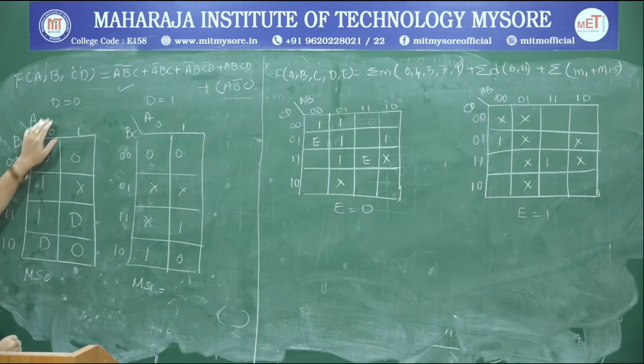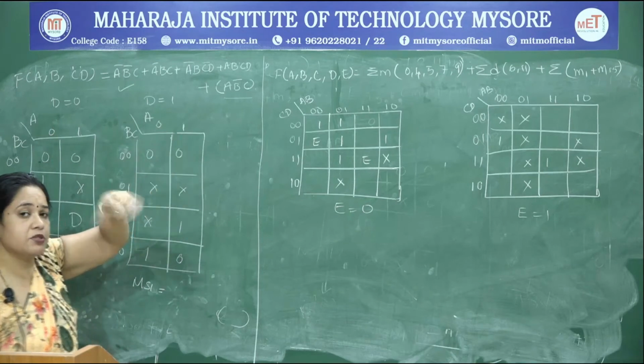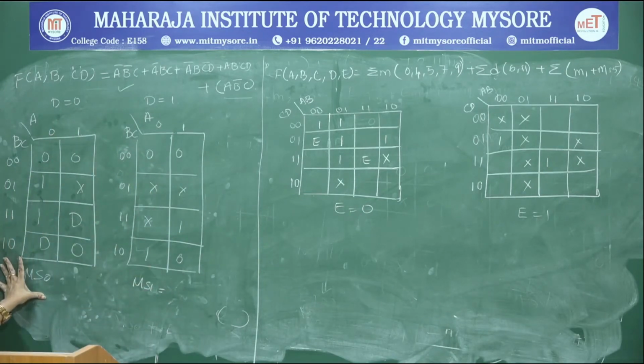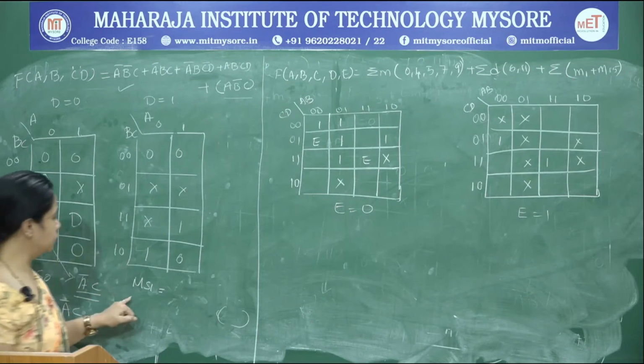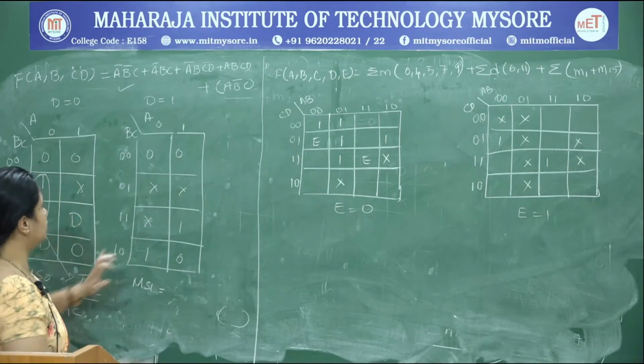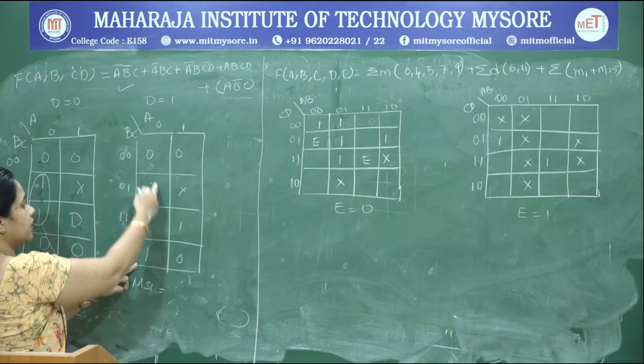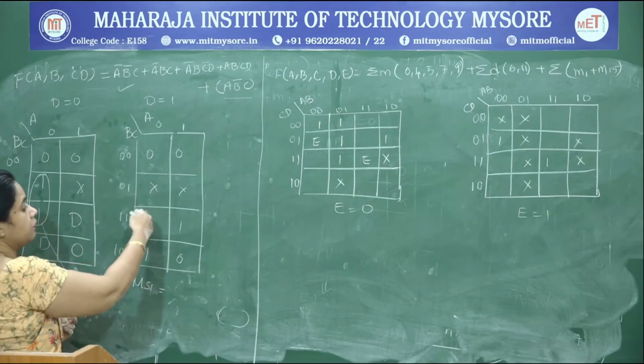Now, we will have to consider it for D is equal to 0 and D is equal to 1. D happens to be the extra variable. Now, here we consider it for D is equal to 0. What happens here is we have two adjacent ones. This can be grouped as a pair, and what is common here is A bar and C. So, here MS naught is going to be A bar C. And coming to D is equal to 1, when D is equal to 1, these cells become 1, and because this 1 has already been accounted for in MS naught, we will put it as a don't care.